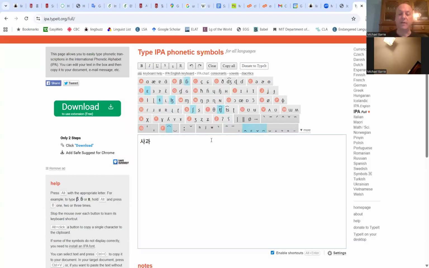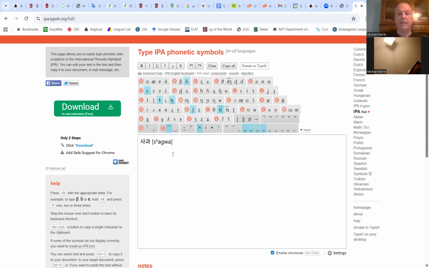Okay, let's try a few Korean words. Okay, so sagwa. Okay. Now, if you do listen carefully, there is a bit of an aspiration with sagwa. I'm not going to worry about it, but the aspiration is there. So we can notate aspiration with a superscript H. Sa, wa.